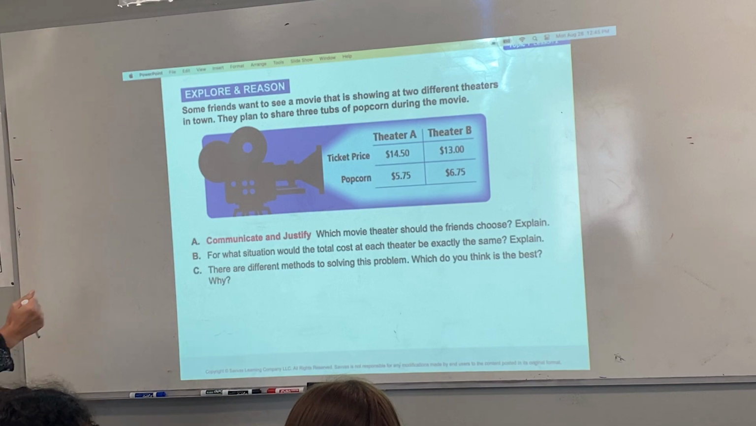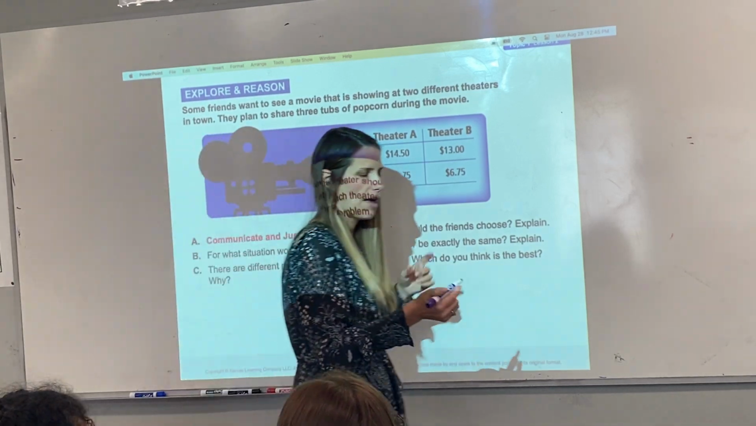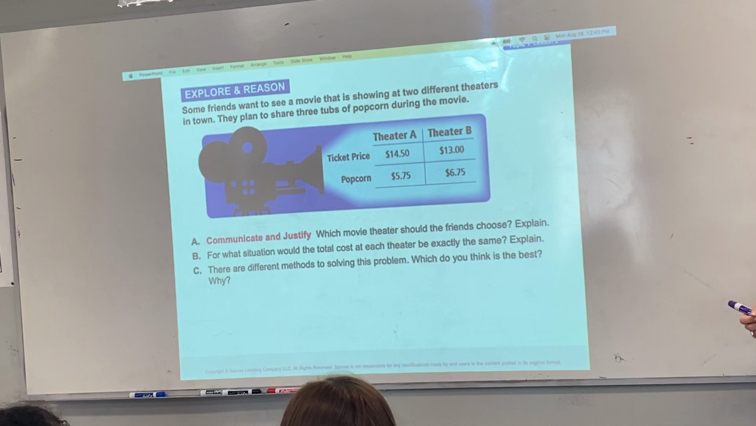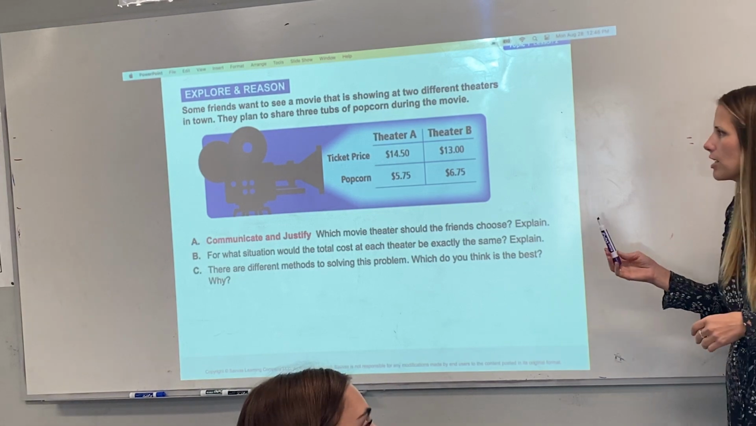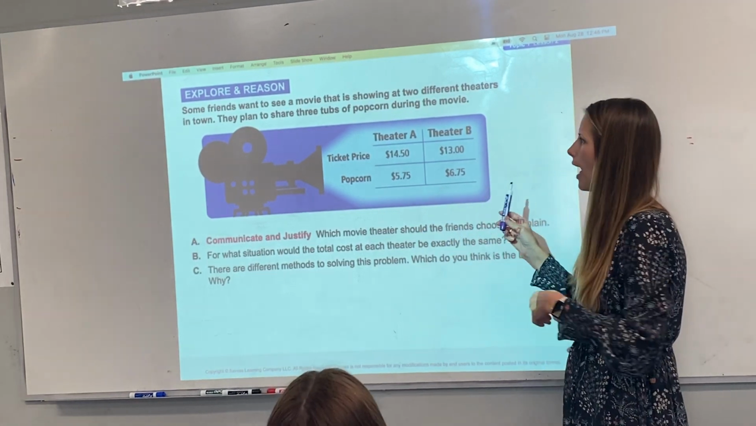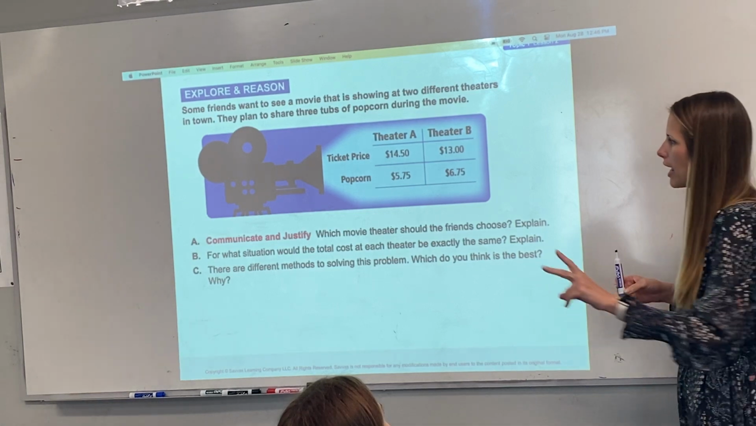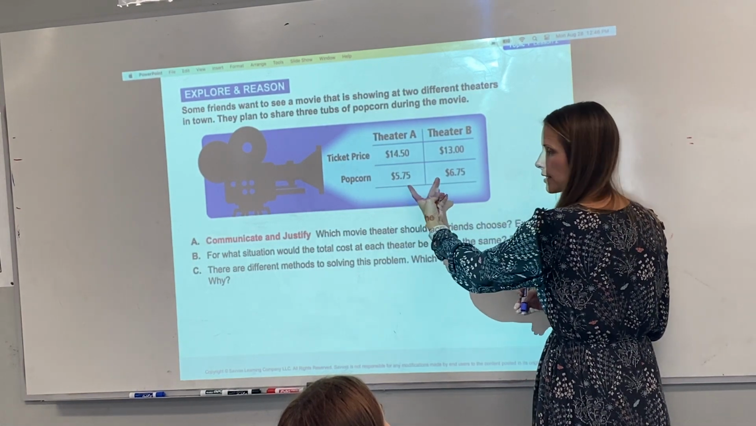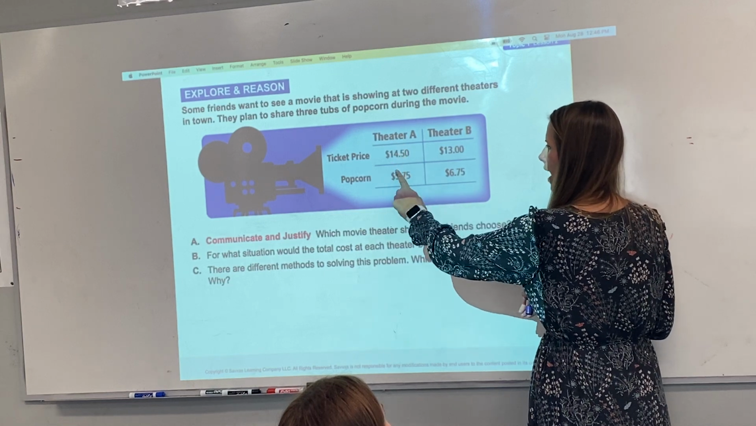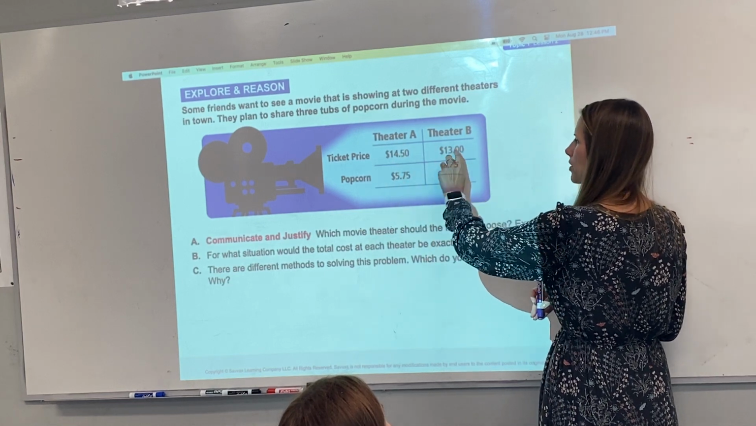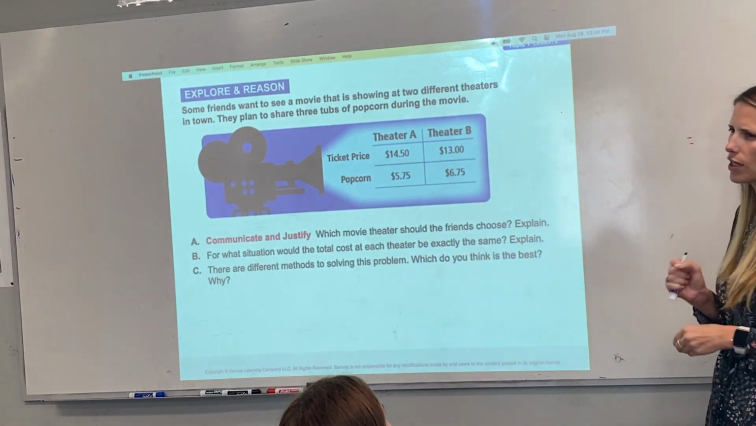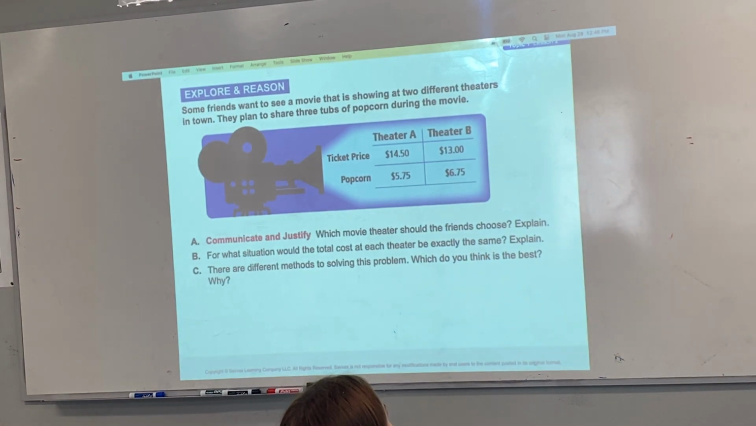All right, guys, so we're silent, right? I'm going to give you guys a little bit of a hinty hint to start this. It's giving you some information about 2 different movie theaters and which one would be the better choice for these friends to go based on the price of the tickets and the price of the popcorn. Now, let me ask you a question. If I flipped these prices and the popcorn for theater A was $6.75 and the popcorn for theater B was actually $5.75, do you think the question would be a lot easier to solve?